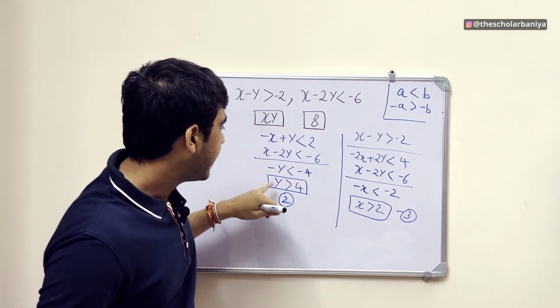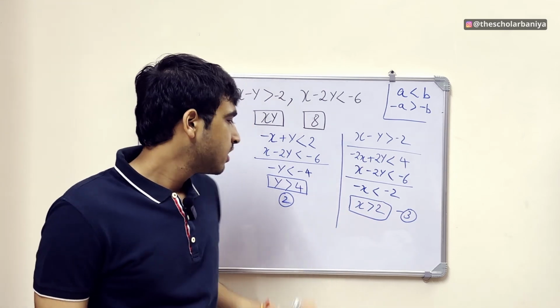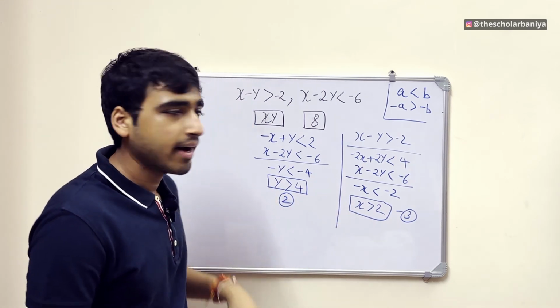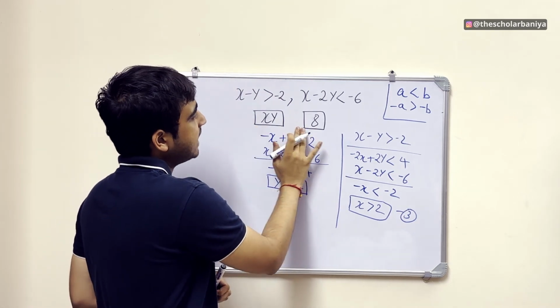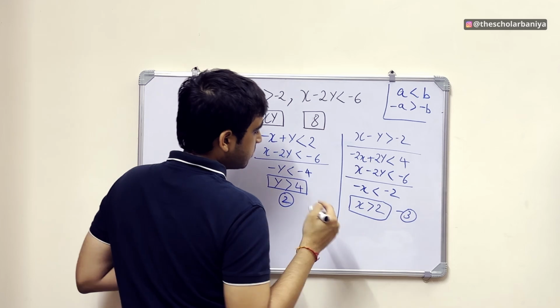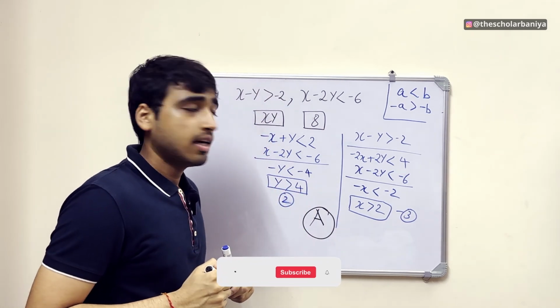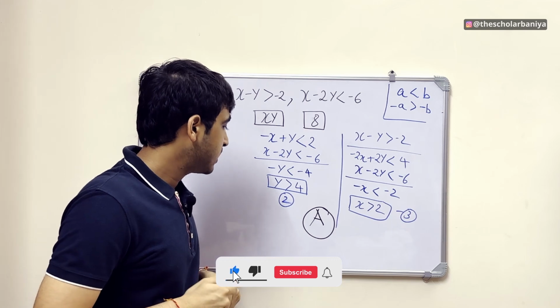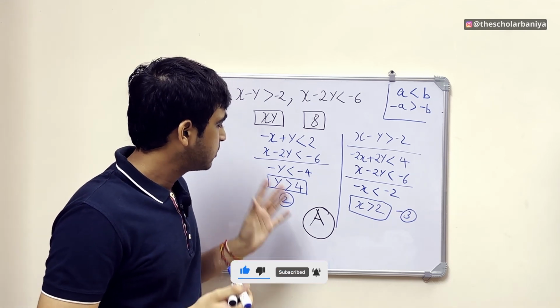So now we have y greater than 4, and we have x greater than 2. If you multiply x into y, it will definitely be greater than 8. So xy will definitely be greater than 8, right? So we have our answer as A. I hope this should not be any problem. I hope this is clear.